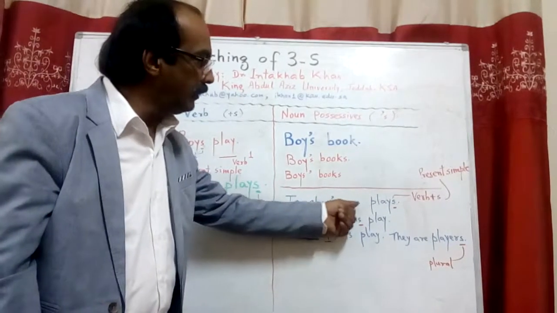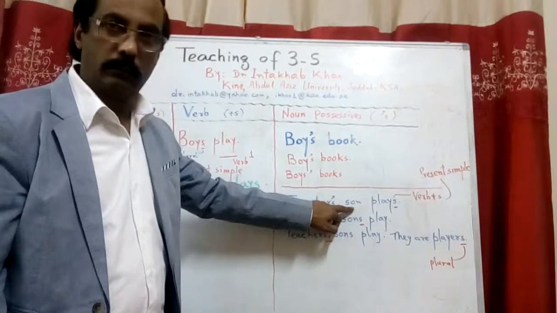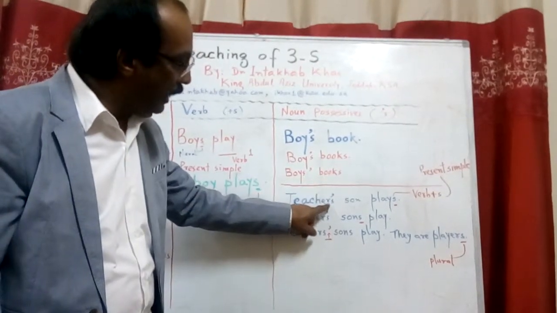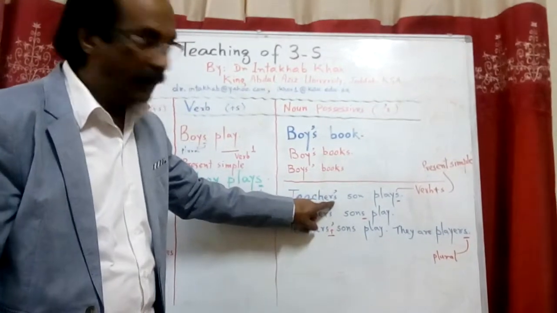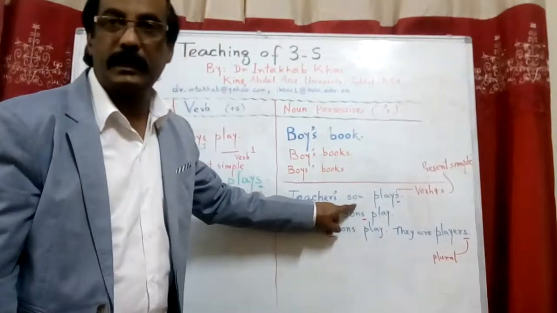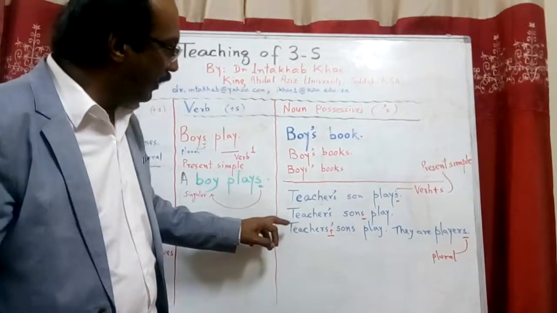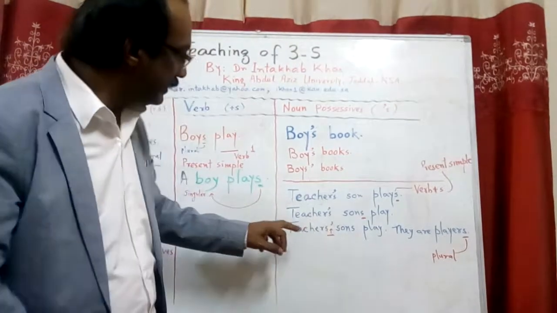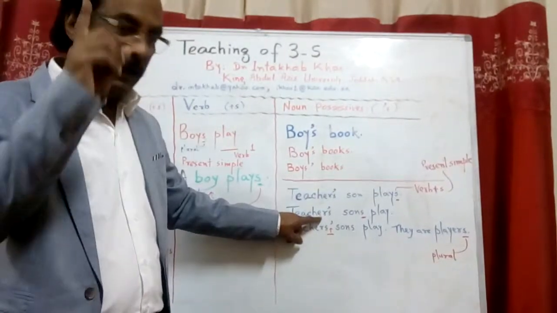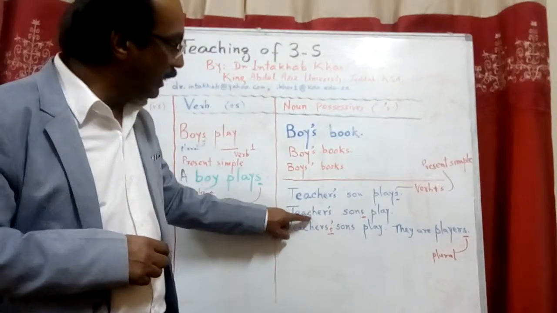Teacher's son plays. How many sons are there? Only one. How many teachers? Only one. Because after teacher there is an apostrophe S. And why is it plays? Because the subject is singular. Now similarly, when we use it in a plural form, see how the sentence changes. Teacher's sons play. Teacher remains one with apostrophe S after singular.